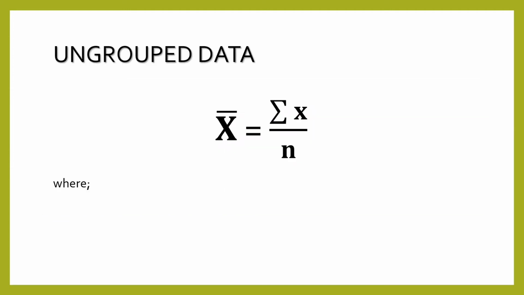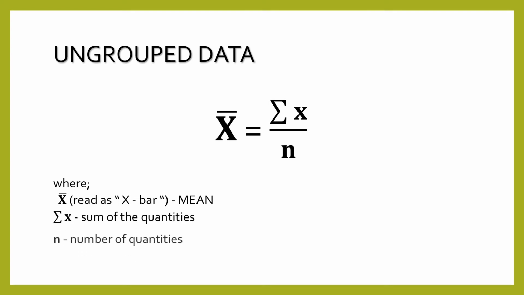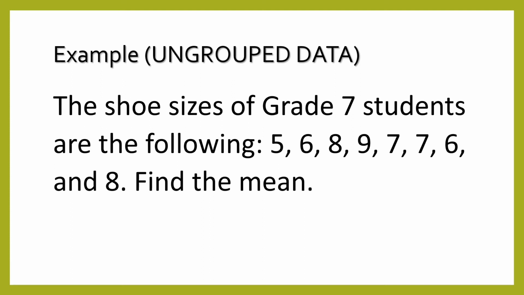In formula, x bar is equal to summation x over n, where x bar is the mean, summation x is equal to sum of quantities, and n is the number of quantities. To understand well, let us have this example.